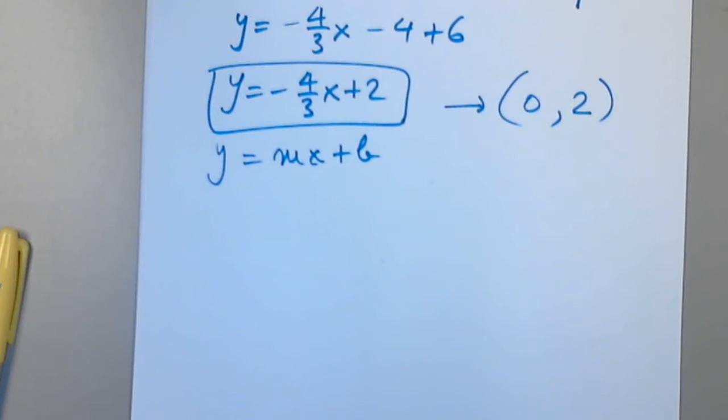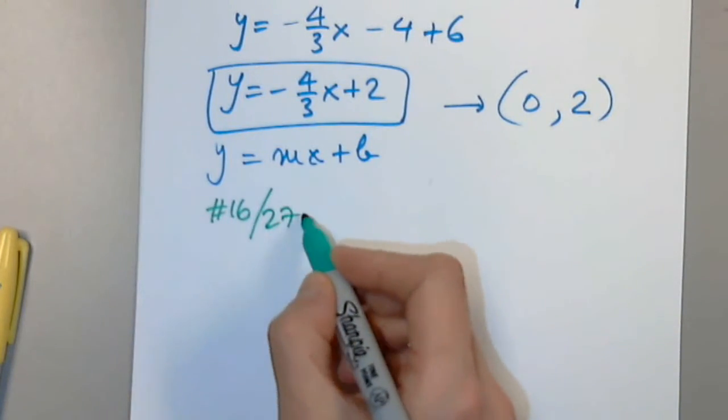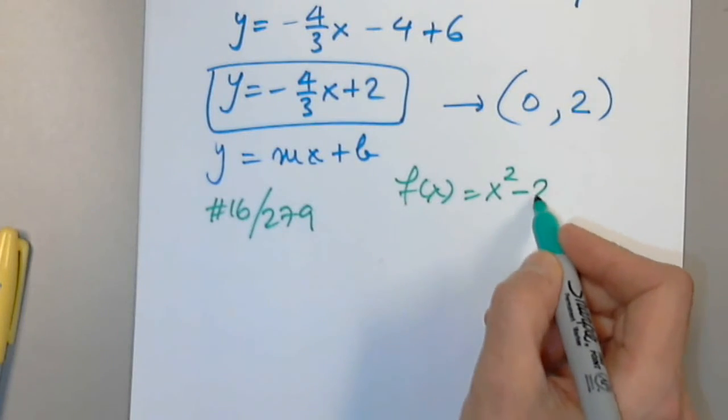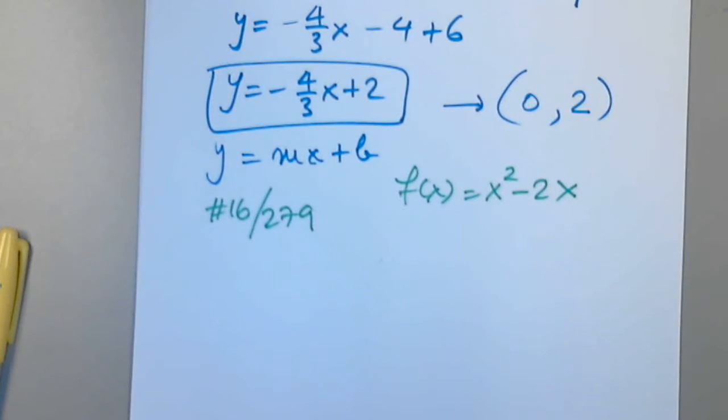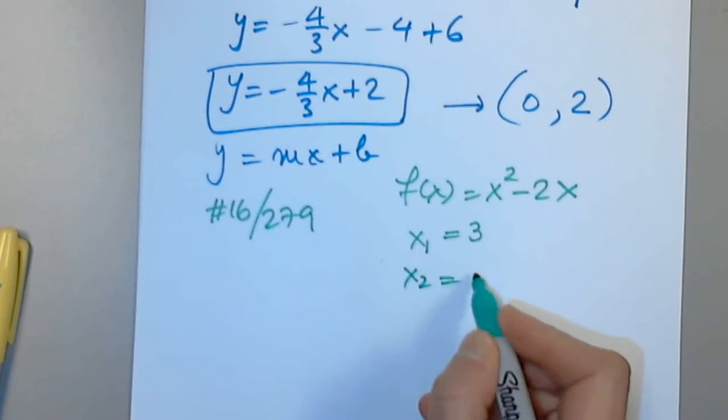I would like to look at problem 16 on page 279. We're given a function f of x equals x squared minus 2x. We are given x1, which is 3, and we are given x2, which is 6.